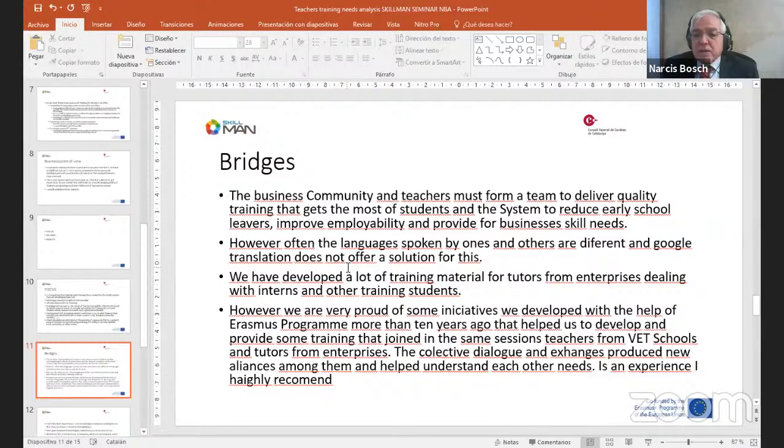We are very proud of some initiatives we developed with the help of Erasmus program more than 10 years ago that helped us to develop and provide some training that joined in the same session teachers from vocational school and tutors from enterprises. The collective dialogue and exchanges produced new alliances among them and helped understand each other's needs, and this is an experience I highly recommend.